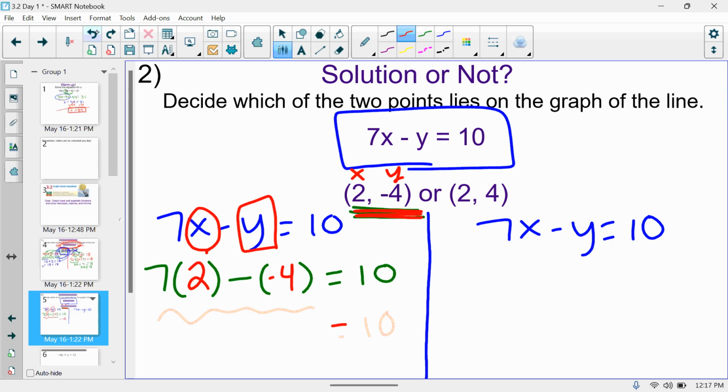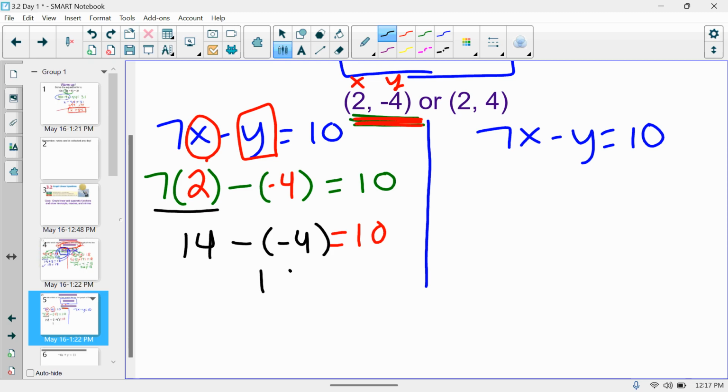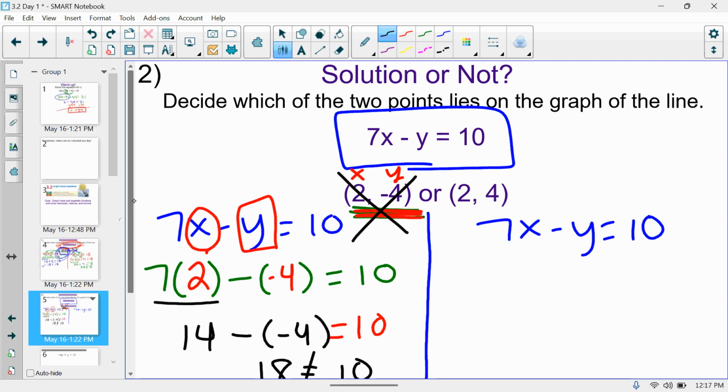Okay, we should be thumbs down because 7 times 2 is 14. Guys, be careful that it's 14 minus -4. That's really like 14 plus 4. That's 18, not 10. Okay, if it doesn't come out equal, this point is not on the line. Again, later on when we learn how to make a picture of this, you would see that this point is not on the line. Okay, let's go and do the next one.